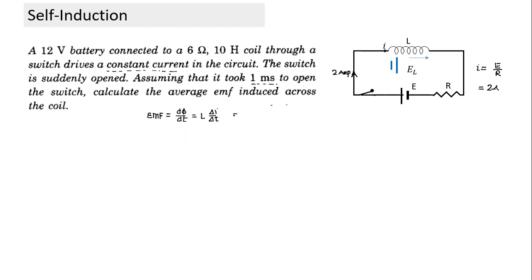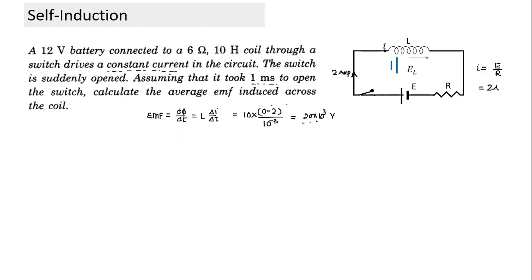What will the induced EMF be here? Induced EMF will be L into delta I by delta t. L is 10 Henry, a pretty large value actually. And what is delta I? The current will drop from 2 ampere to 0. So change is actually 0 minus 2, final value minus initial value, but we are only concerned with magnitude, so it doesn't matter. Change in current is equal to 2 only. And time taken is 1 millisecond, so 10 to the power minus 3. So what is this equal to? This is equal to 20 into 10 to the power 3 volts.